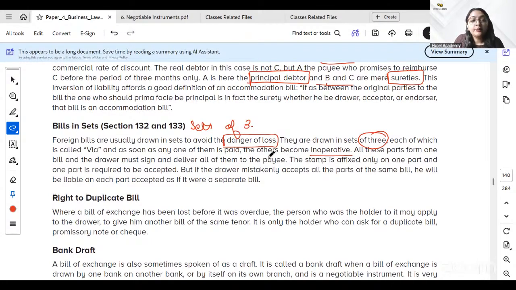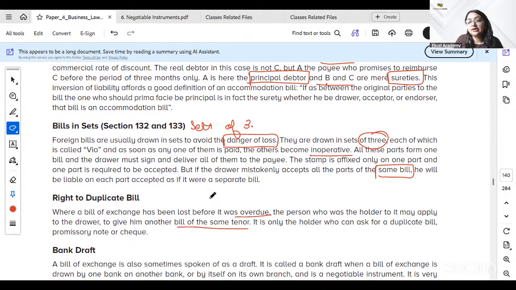What happens if the drawer mistakenly accepts all the parts of the same bill? He will be liable on each part as if it were a separate bill. So even though they are three bills, they are just copies of the bill. The amount that is owed will be the one which is mentioned in just one bill. And lastly, in the previous class, we understood the right to duplicate bill, wherein if a bill of exchange has been lost before it was overdue, the holder may apply to the drawer to give him another bill of the same tenor.